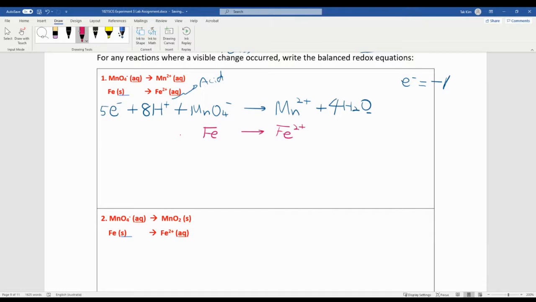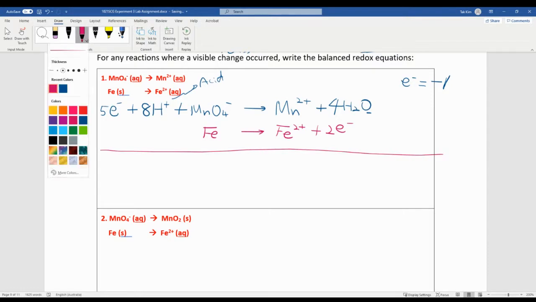Now you need to balance the charge. So charge over here is none. Charge over here is plus 2. So because of that, when you take away 2, you will have equal charge. So you need to add 2 electrons, right? So now 2 halves are balanced. So you need to write everything into a full redox equation.